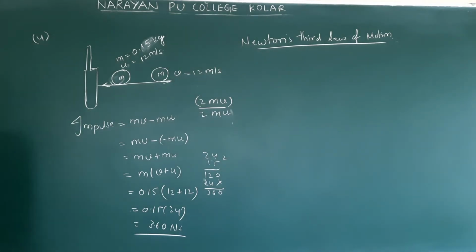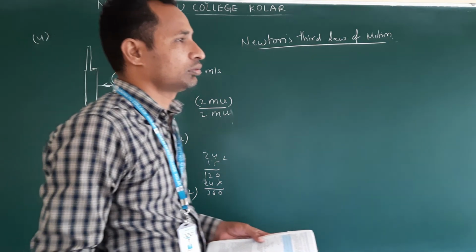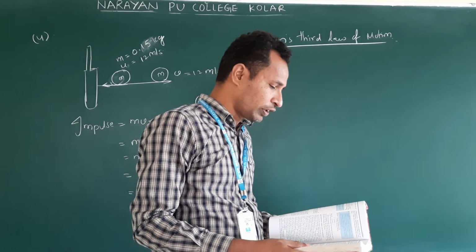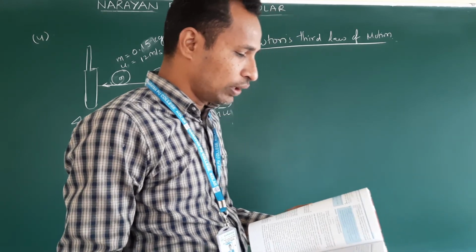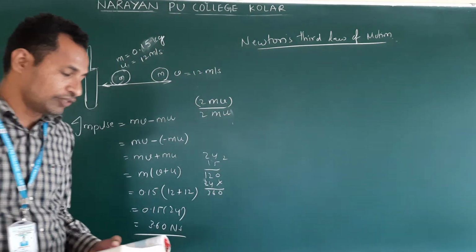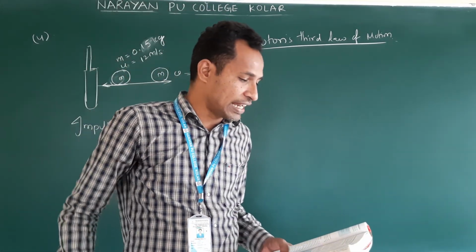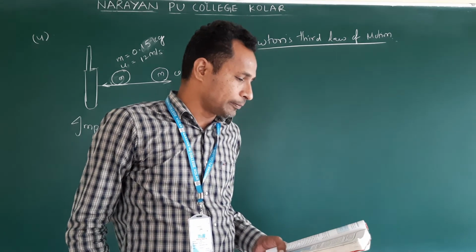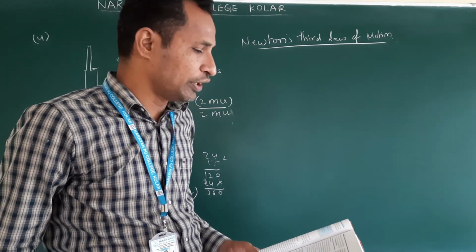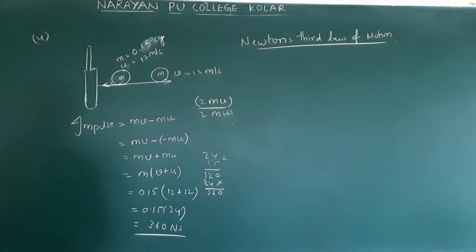I think the definition is not required because everyone knows it. But you have seen only the definition. Then how, where it acts, how it acts, we will see now. What is that? To every action there is always an equal and opposite reaction. Clear? I repeat again: to every action there is always an equal and opposite reaction.